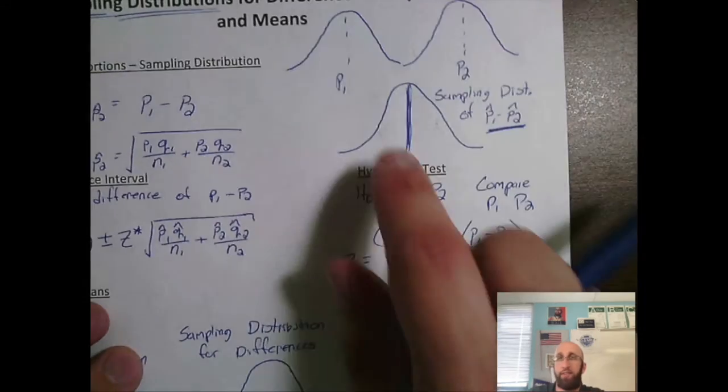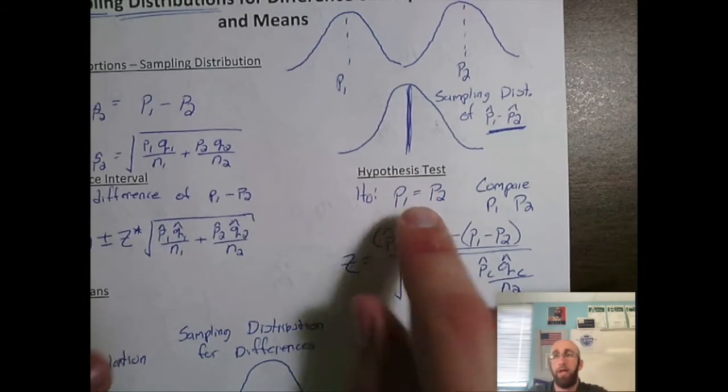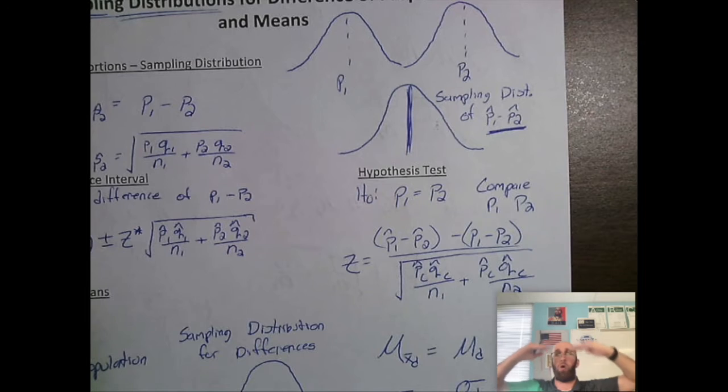For the hypothesis test, what we're going to assume is that our two proportions are equal.